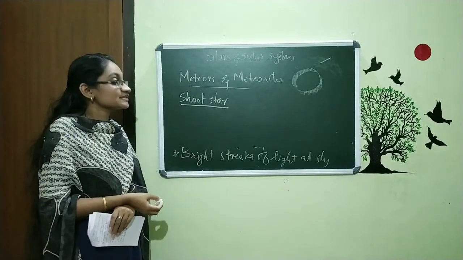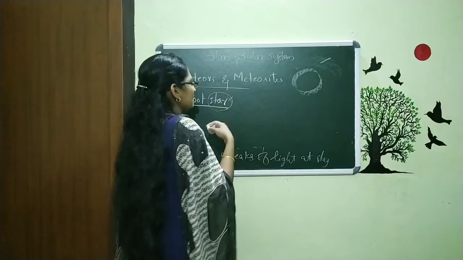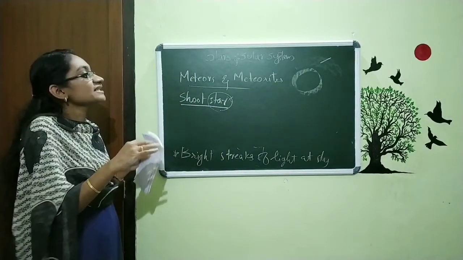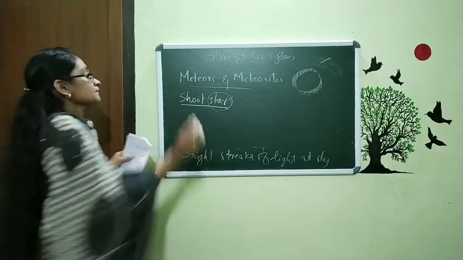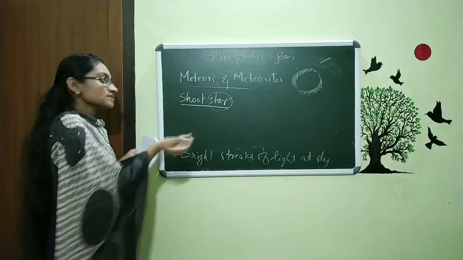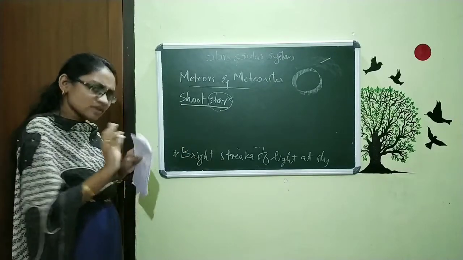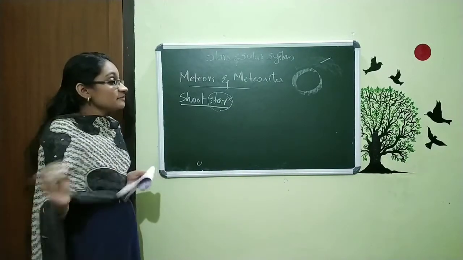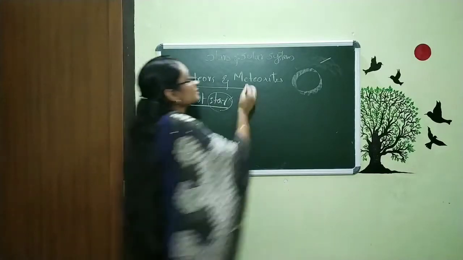But don't think this meteor is a star. This is not a star. It is an object moving at very high speed, and it evaporates with the friction of the atmosphere. The name is shooting star, but don't think it is a star. We completed meteors, and now we want to discuss meteorites.